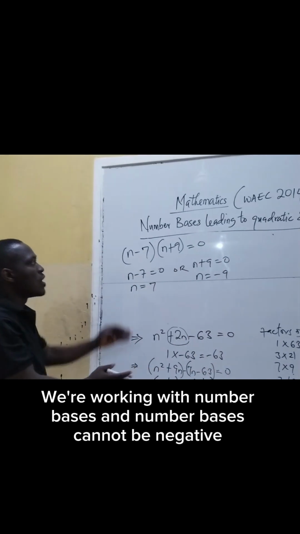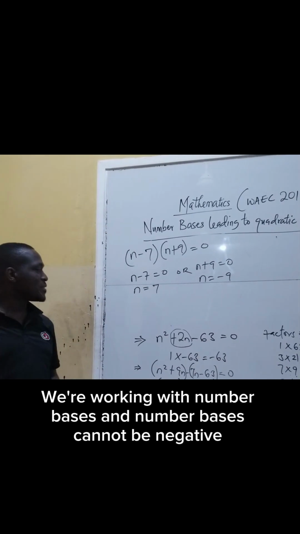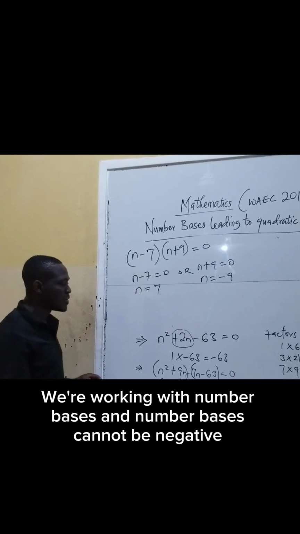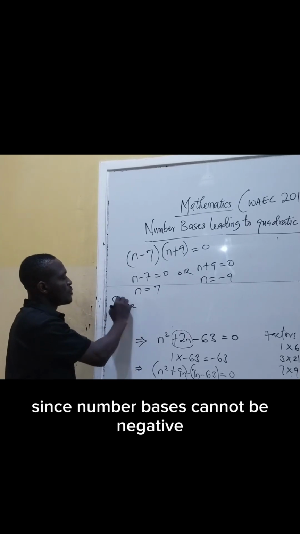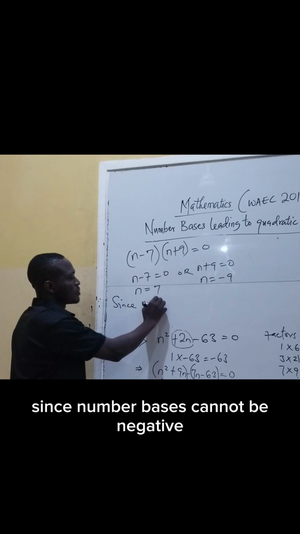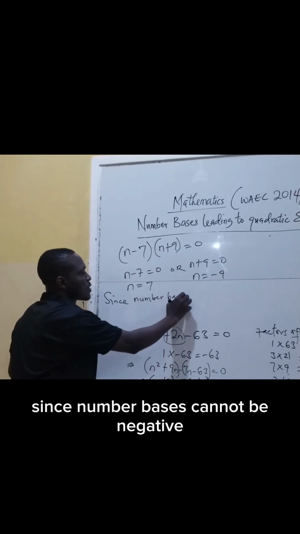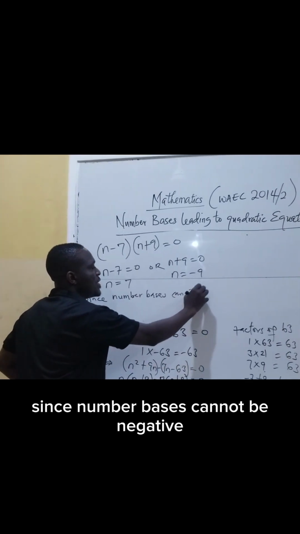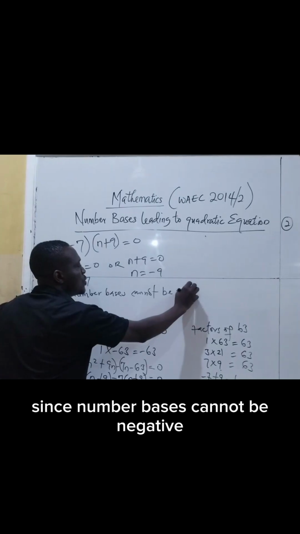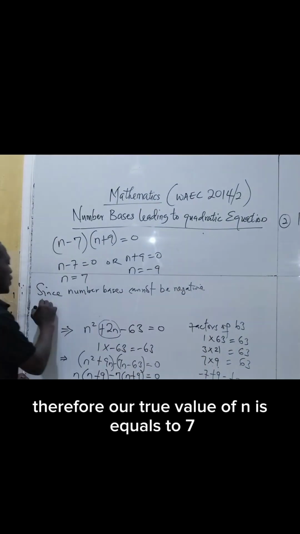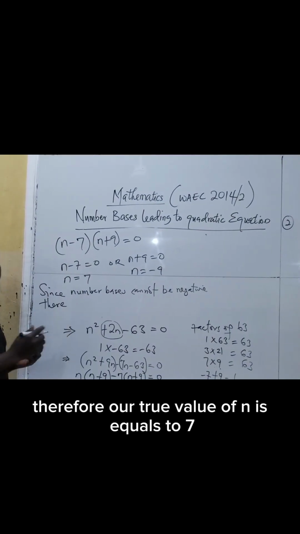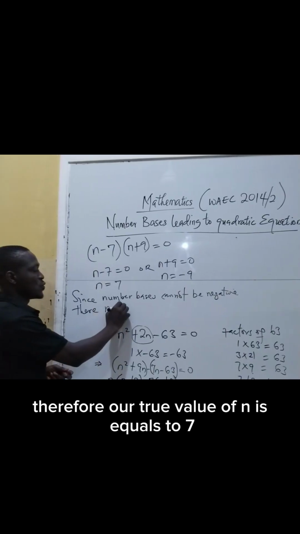But we're working in number basis. Number basis cannot be negative. That simply means that since number basis cannot be negative, therefore our true value of n is equals to 7.